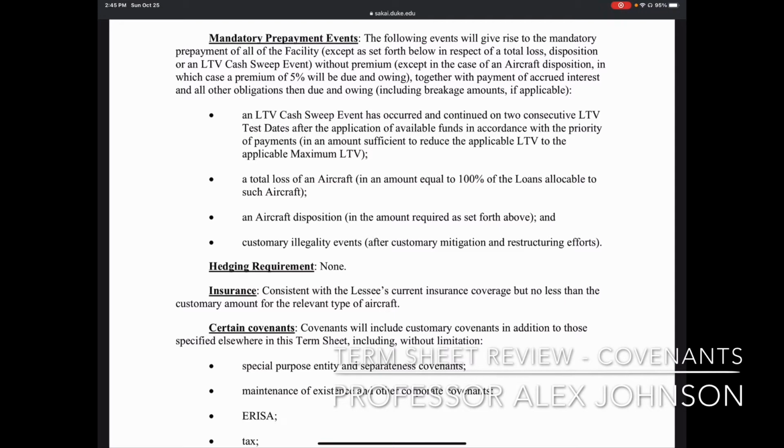Next, we encounter insurance. This says that the insurance coverage for the asset has to be satisfied in a certain amount. This is once again a requirement on the borrower's behavior.